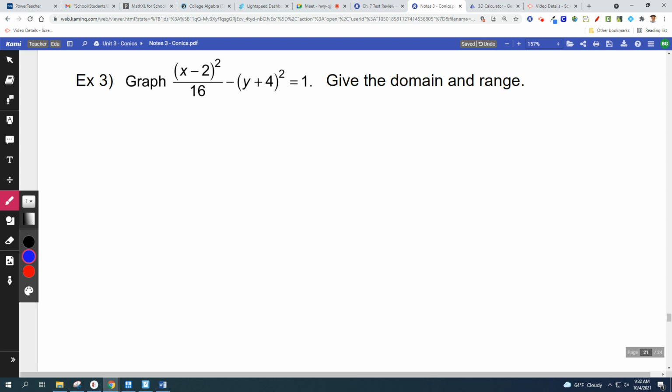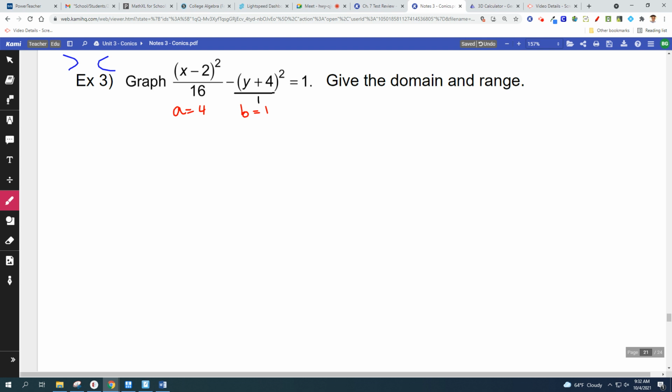Number 3, same question. Can you tell which direction this is pointing or oriented, x or y? It's going to be oriented in the x direction, and you can tell because the x variable is the positive one. Now, one thing that's weird about this one is the second one's not written as a fraction, but you can always put it over 1. That's fine. So your A number is 4, and your B number, square root of 1, is 1.